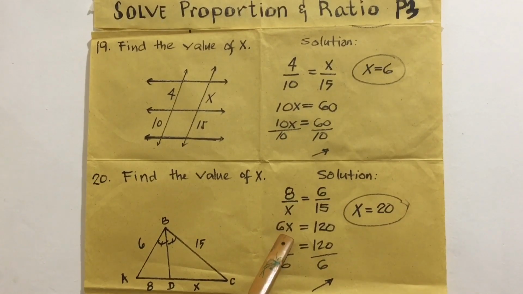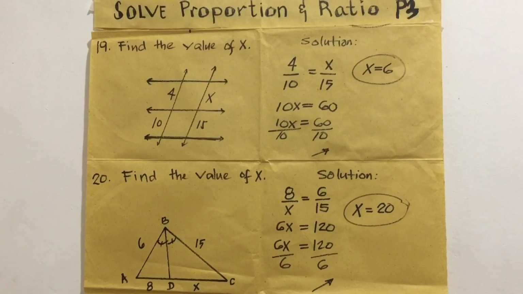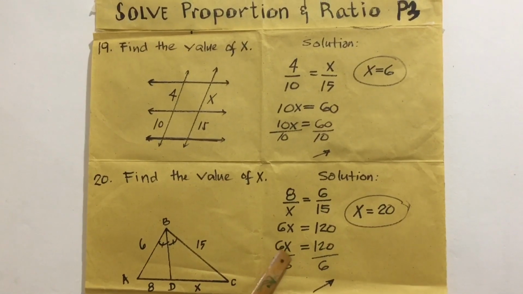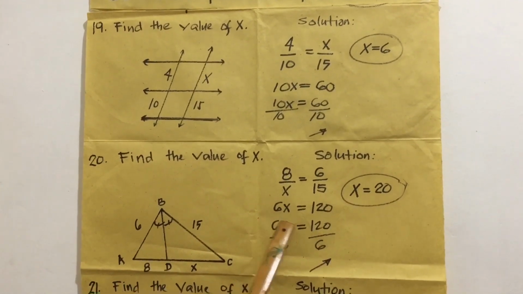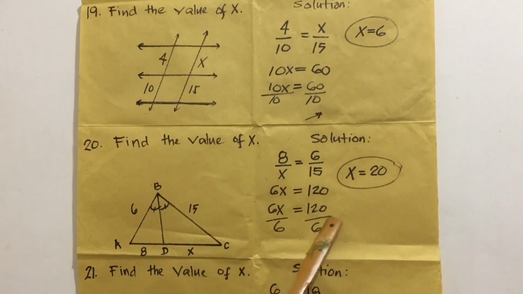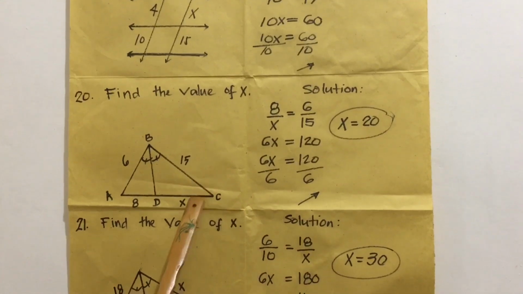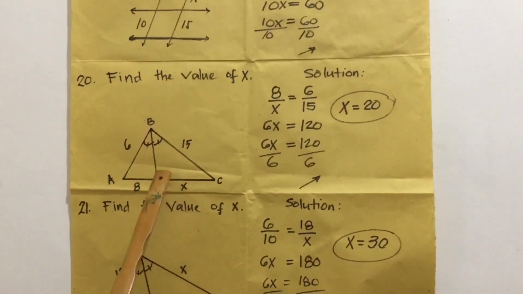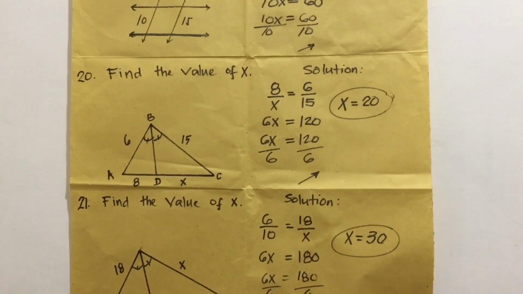6 times x equals 6x, and 8 times 15 equals 120. Then divide by 6 both sides, just to eliminate the numerical coefficient of x. And 6 divided by 6 is 1 times x equals x, and 120 divided by 6 equals 20. So the value of x now is 20. Or this segment DC, the value is 20.